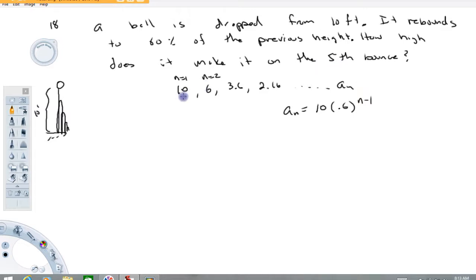Now, how high does it make it on the fifth bounce? So this would be for the first bounce. This is how high it makes it after the first bounce. You'll notice that the n is 2. This would be the second bounce, and you'll notice n is 3. You'll notice that basically my value for n needs to be 1 higher than the bounce number, so to speak. So for the fifth bounce, we're going to want to use n equals 6. And if we put a 6 here, minus 1, that's going to end up to the fifth.